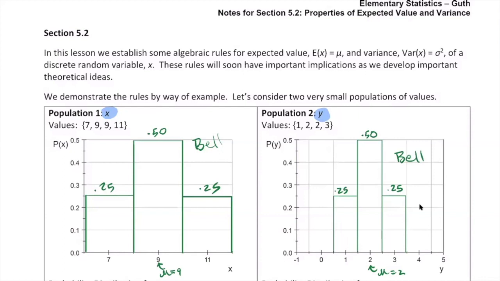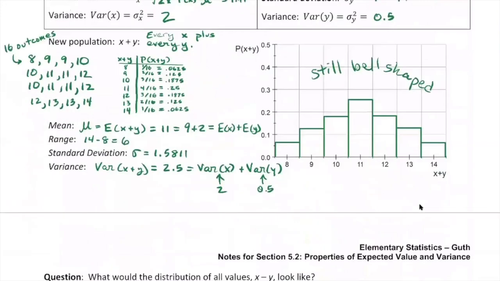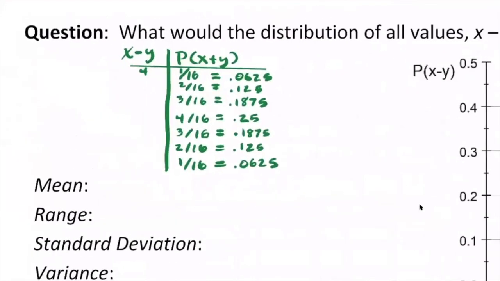The biggest that X minus Y would come about if you took the 11, the biggest X, and subtracted the smallest Y, which is a 1. So the biggest X minus Y is 10. And that's by taking the biggest X minus the smallest Y. And there's no other way to do that. There's only one way. So that's going to also be a 1 out of 16 probability. The biggest is a 10.